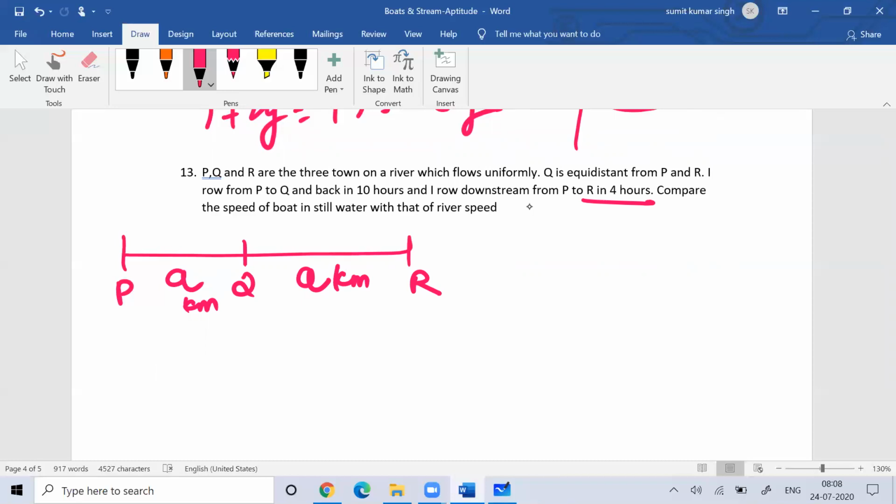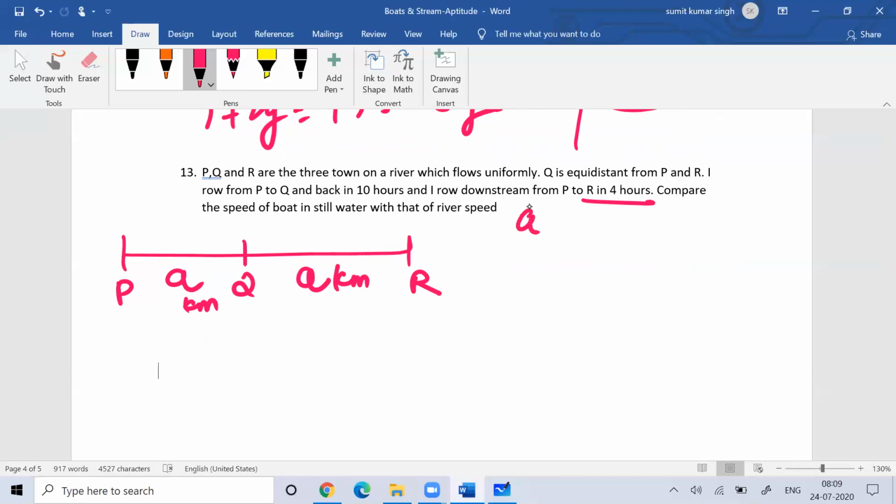So one time in downstream is 2 hours. So one time in upstream is 8 hours. So the time is given to you. Okay. So compare the speed of boat in still water with the water.